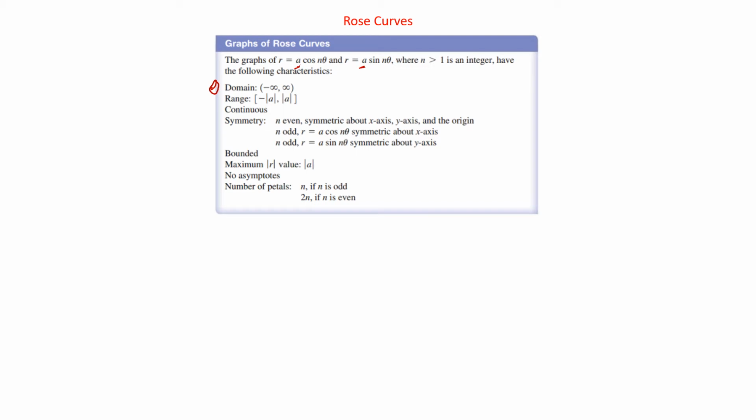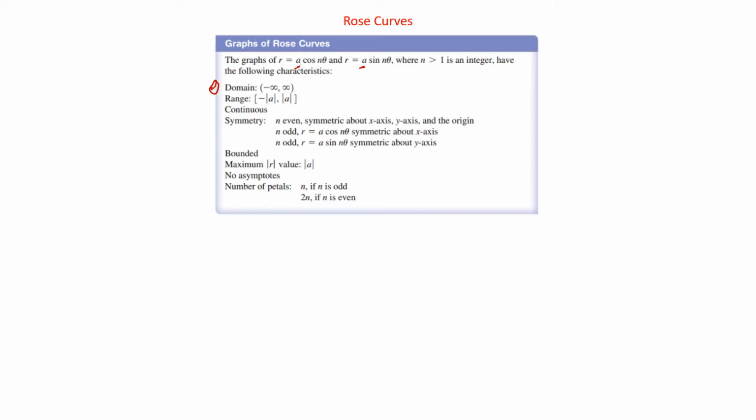There's going to be symmetry. If n is even, it's symmetric around the x-axis, y-axis, and origin. You can rotate it and flip it whatever way you want. If n is odd, then it's going to be symmetric around the x-axis or the y-axis. A good way to see it is just to graph it.